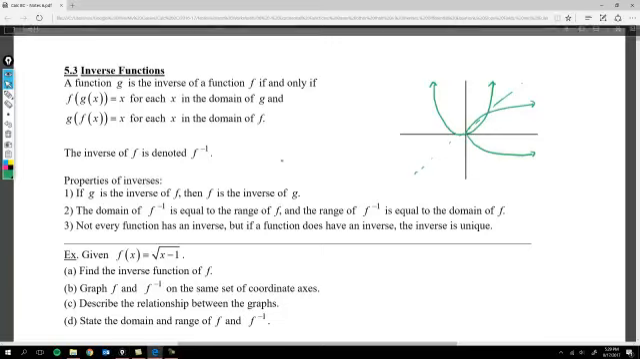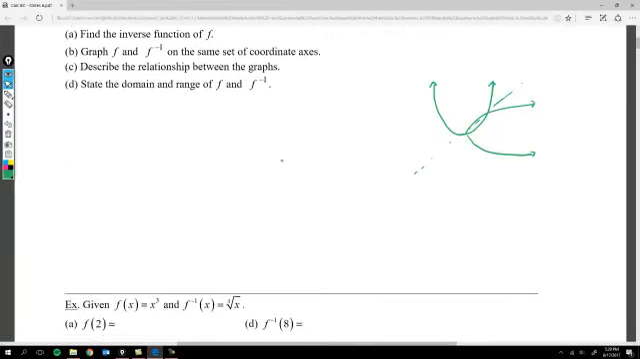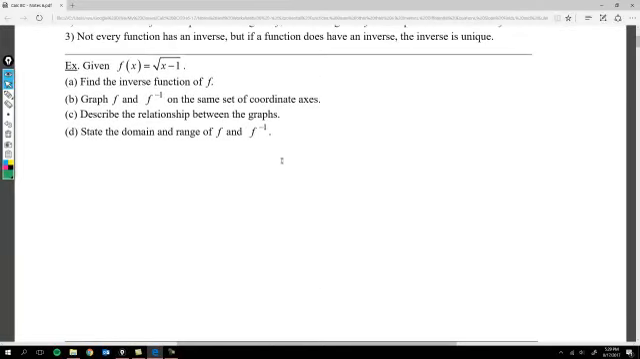Some properties here that you can take a look at. The first thing we're going to do is look at the graph of the square root of x minus 1 and the inverse. First we're going to find our inverse. Remember, to do that all we have to do is flip x and y. So we're given y equals the square root of x minus 1. All we have to do is flip x and y and then solve. So I'm going to square both sides and then add 1. So this is my inverse.